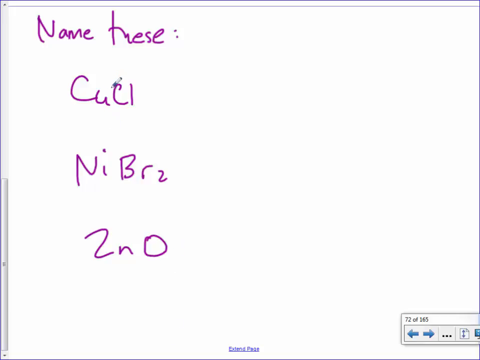So CuCl. What does Cu stand for? Copper, sure. And what does Cl stand for? Sure, so we change it to chloride. But here's a question you're always going to want to ask yourself now. Does copper have more than one charge? Yeah, it does. What are the 2 possible charges for copper on your table? Don't worry about the big one. 2+ and 1+. Okay, so 2+ and 1+.